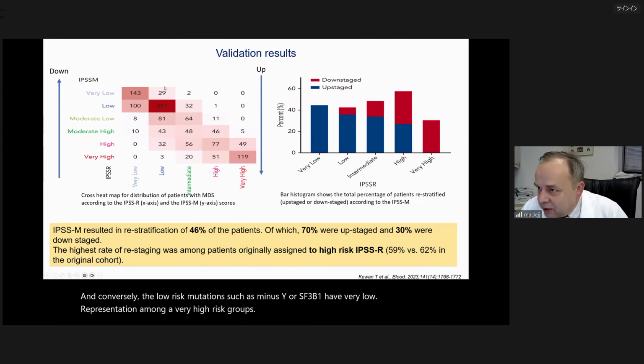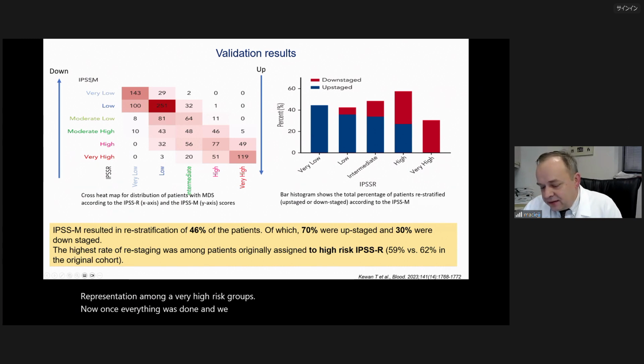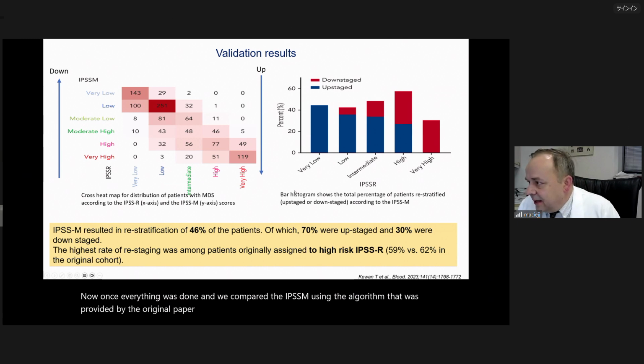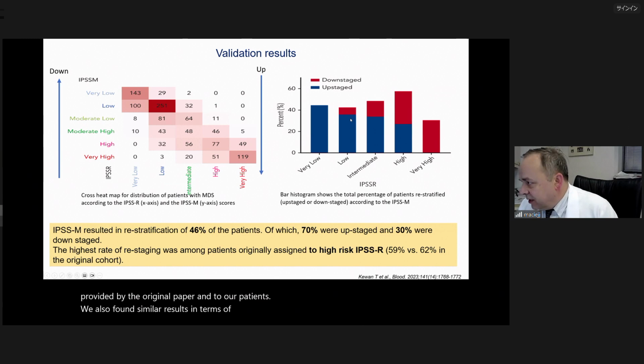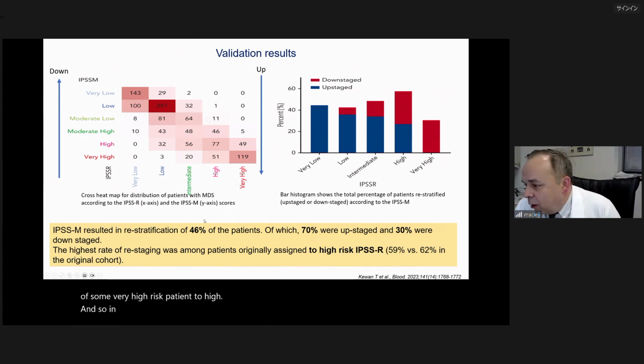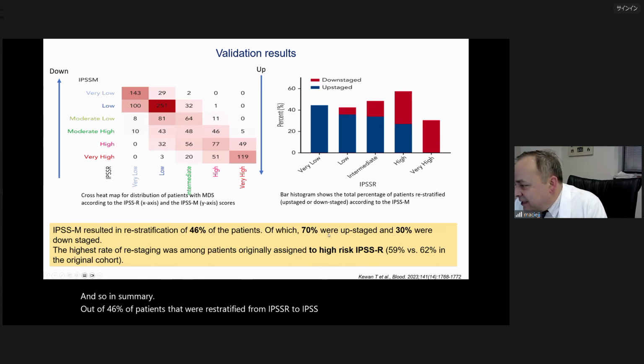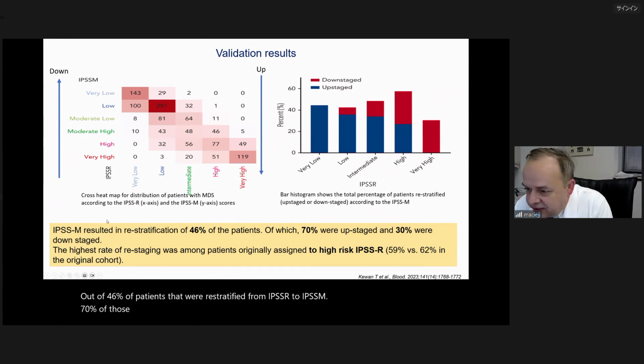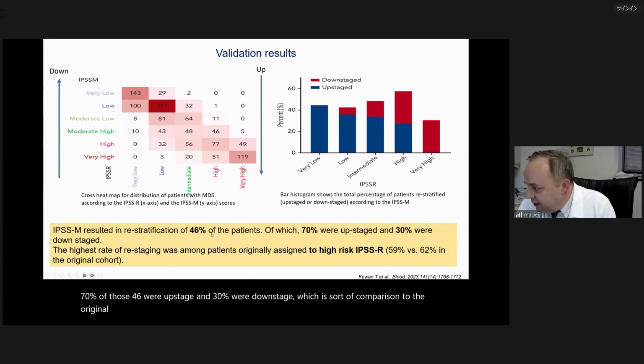Now, once everything was done and we compared IPSS-M, using the algorithm that was provided by the original paper, to our patients, we also found similar results in terms of the upstaging of the low-risk patients and downstaging of some very high-risk patients to high. So in summary, out of 46% of patients that were restratified from IPSS-R to IPSS-M, 70% of those 46 were upstaged and 30% were downstaged, which is comparable to the original patient cohort that was used for the creation of the IPSS-M.